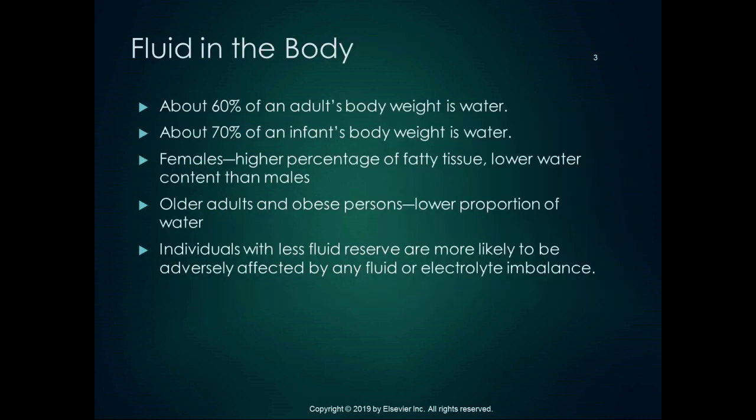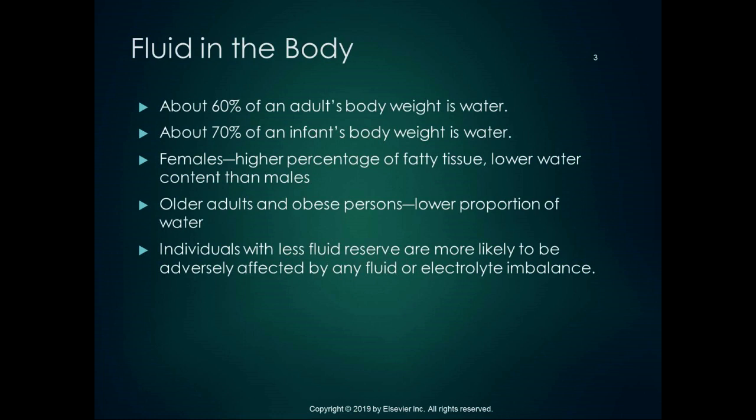About 60% of an adult's body weight is water. About 70% of an infant's body weight is water. Females tend to have a higher percentage of fatty tissue than males, darn it, and so we have lower water content. Older adults and obese persons also have lower proportions of water. In table 2.1 in the book, there's a note at the bottom that says in elderly women, water content is reduced to approximately 45% of body weight.